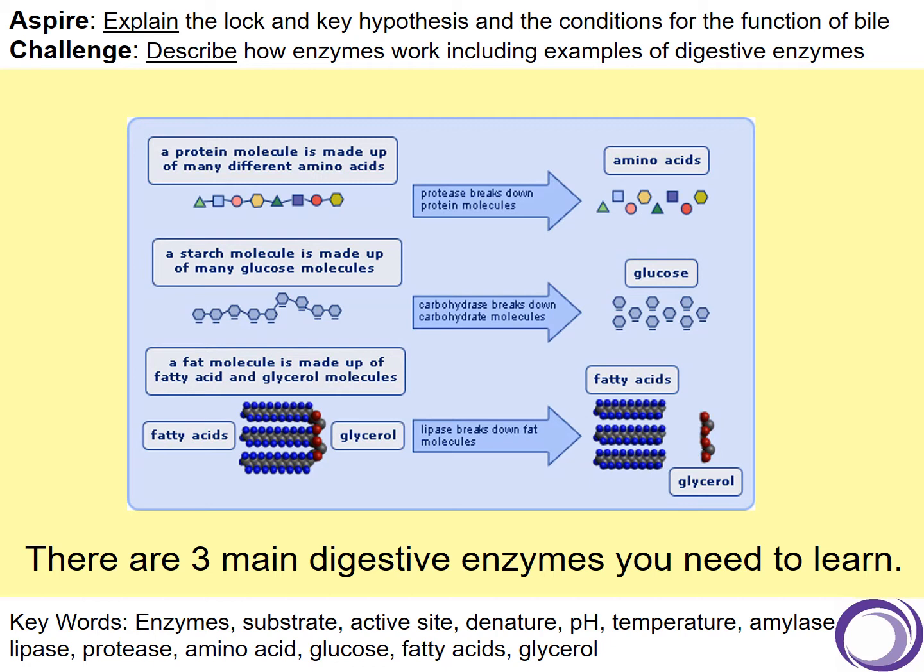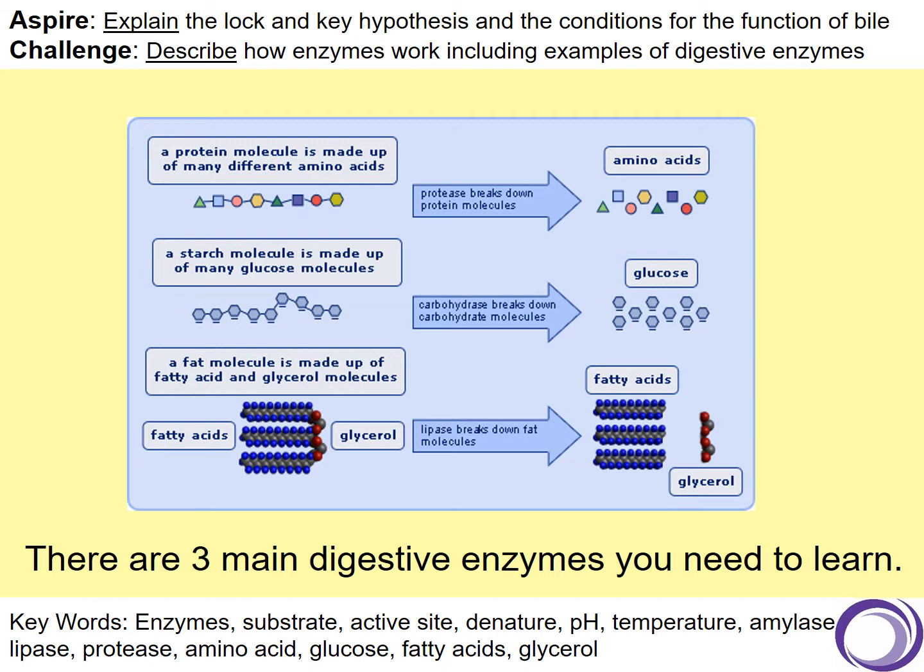You also need to know what they break those molecules down into. So you have to think a little bit. Protein is this really long molecule that's just made up of amino acids. So when it's broken down, it just makes amino acids. Carbohydrates are made up of sugar. Starch is an example of a carbohydrate, and that is made up of glucose. So starch is just a long molecule of glucose, and when it is broken down by carbohydrase, it makes glucose.